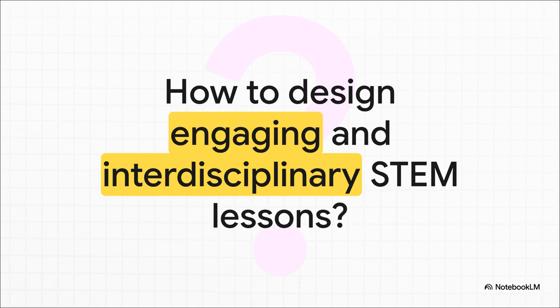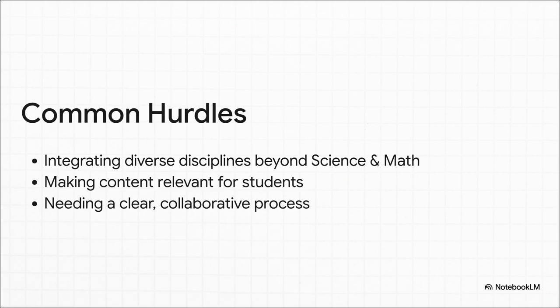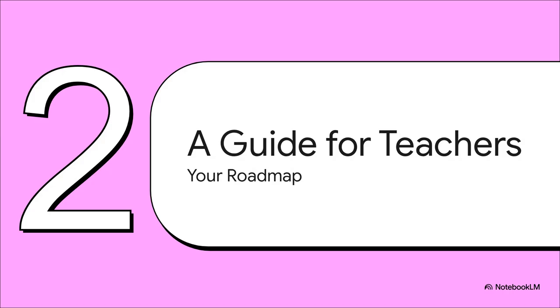That's the dream, right? I mean, it's a huge ask, isn't it? You're trying to mix things like art or history with science and math, make it actually matter to a teenager. And then you have to coordinate with other teachers who are just as busy as you are. It's no wonder so many great lesson plans just fizzle out. But what if there was a roadmap for all this? You know, a practical, step-by-step process that helps you navigate those exact challenges and turn all that brainstorming into something real for the classroom? Well, that is exactly what this guide is.